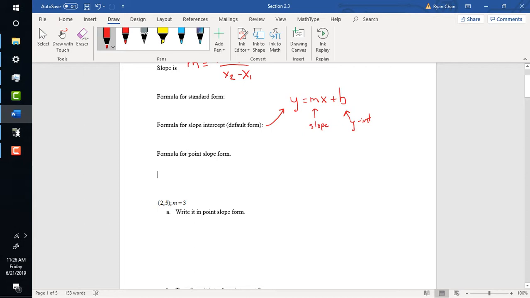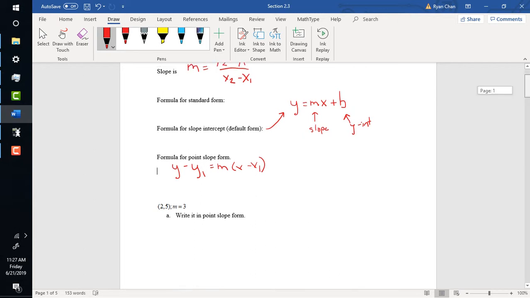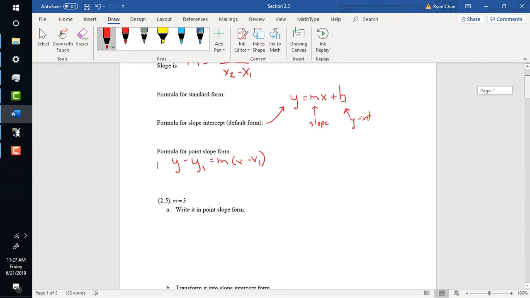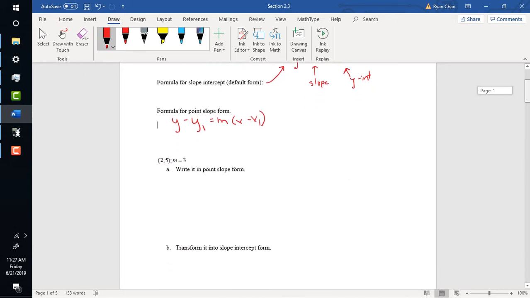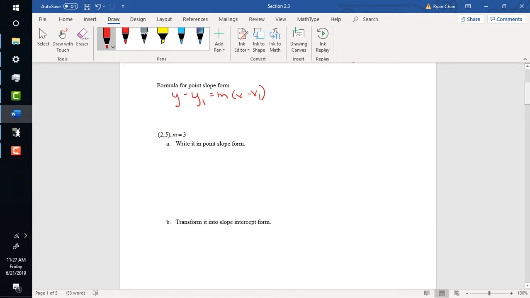So we can use what I call a transitional formula called point-slope form, which is y minus y1 equals m times x minus x1. This point-slope form is actually very useful to us because, like I said before, we will run into situations where we might not be given enough information to use slope-intercept form, my default linear equation.